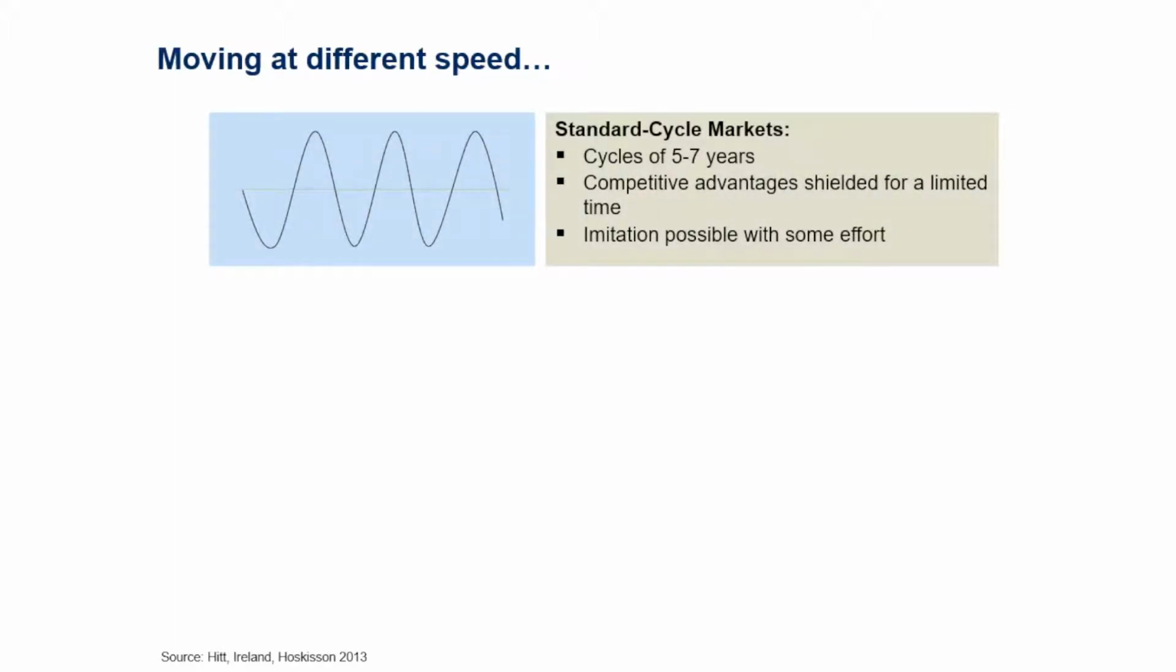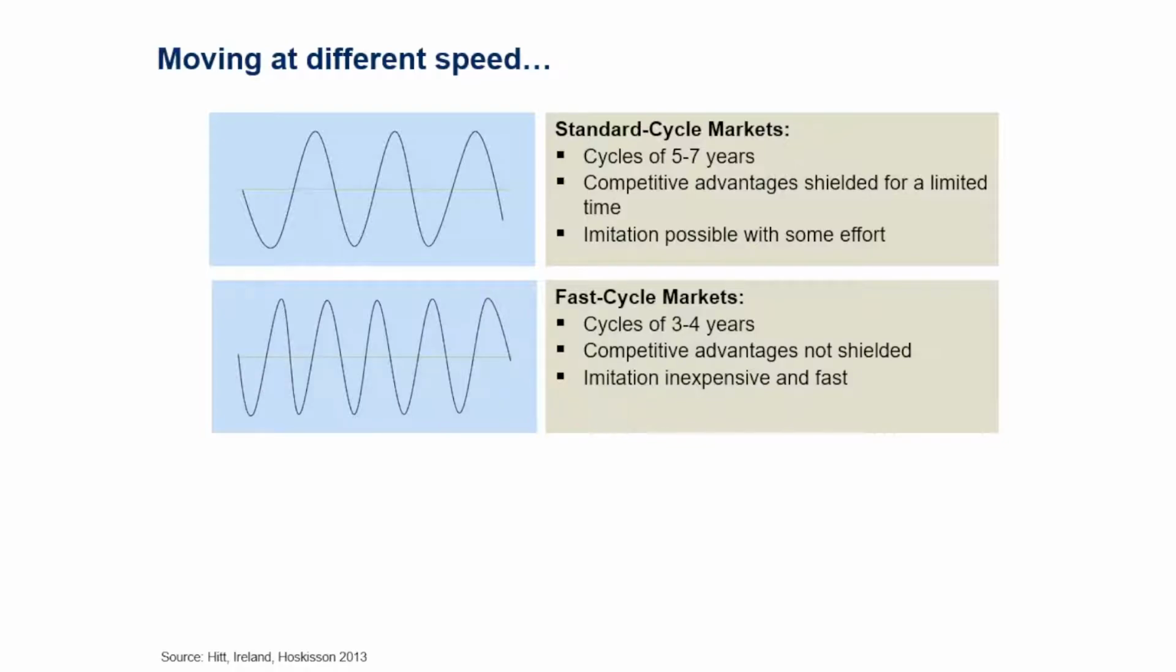One last point to mention here is that markets don't move at the same speed. There are different types of markets. The basic one is a standard cycle market. Typically, it takes about 5 to 7 years for a cycle to be completed. There are some competitive advantages, and companies are shielded for a limited amount of time. Imitation is possible, but it will take some effort. An example here for me is the automotive industry, where new models are being launched in about a 5-year cycle.